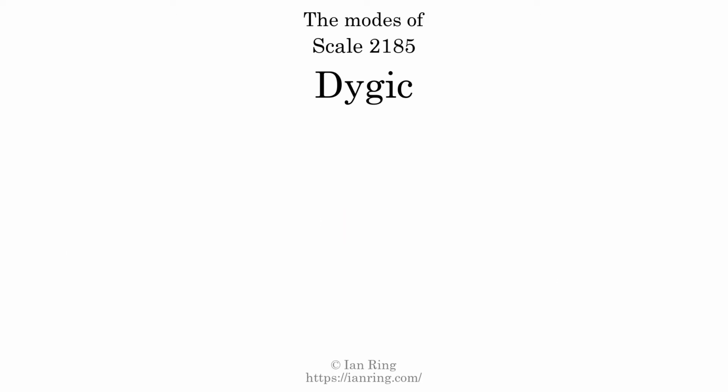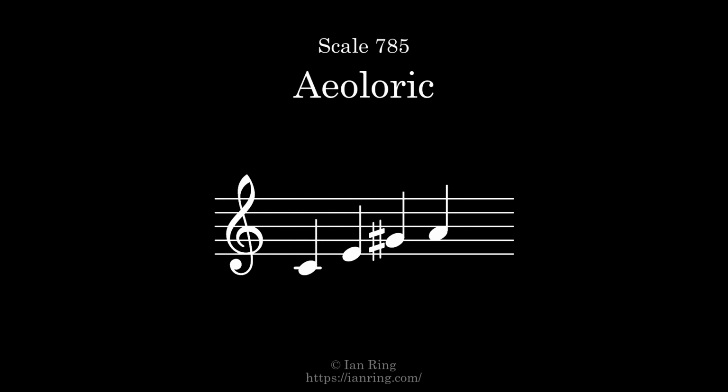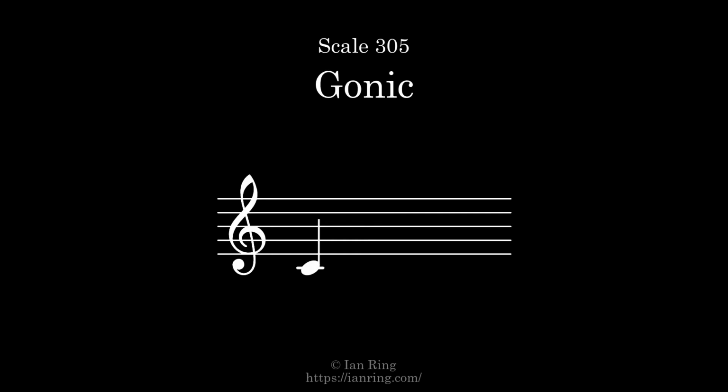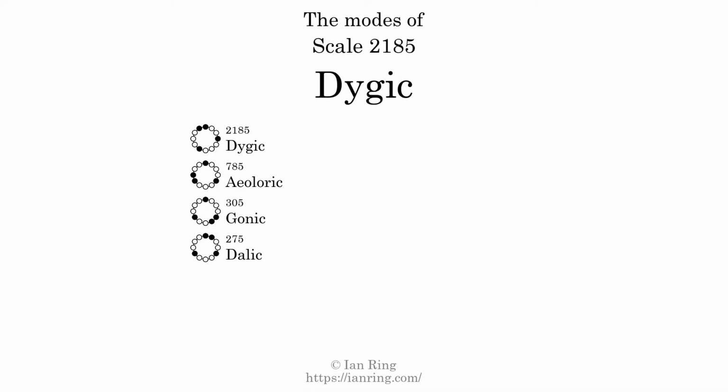This scale has 4 modes. The first mode is itself. The second mode is scale 785, also known as Eoloric. It sounds like this. The third mode is scale 305, also known as Garnic. It sounds like this. The fourth and last mode is scale 275, also known as Dalek. It sounds like this.